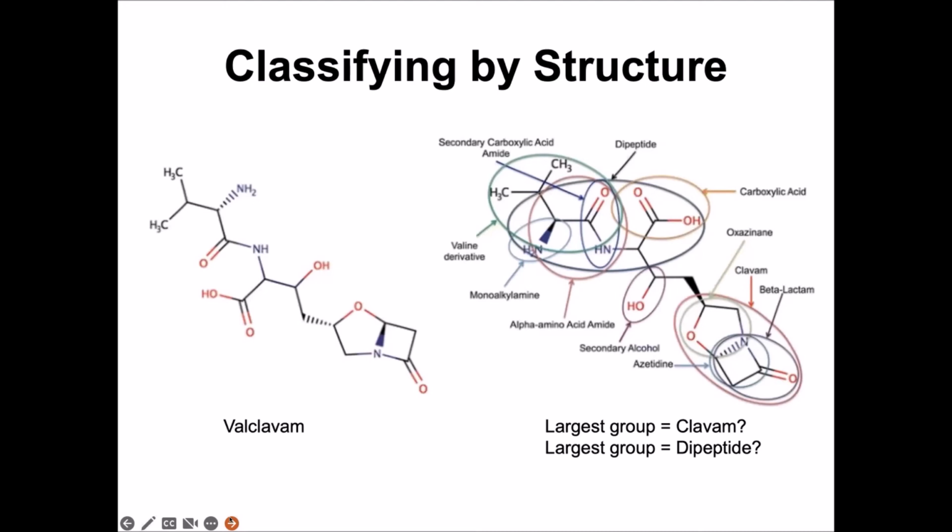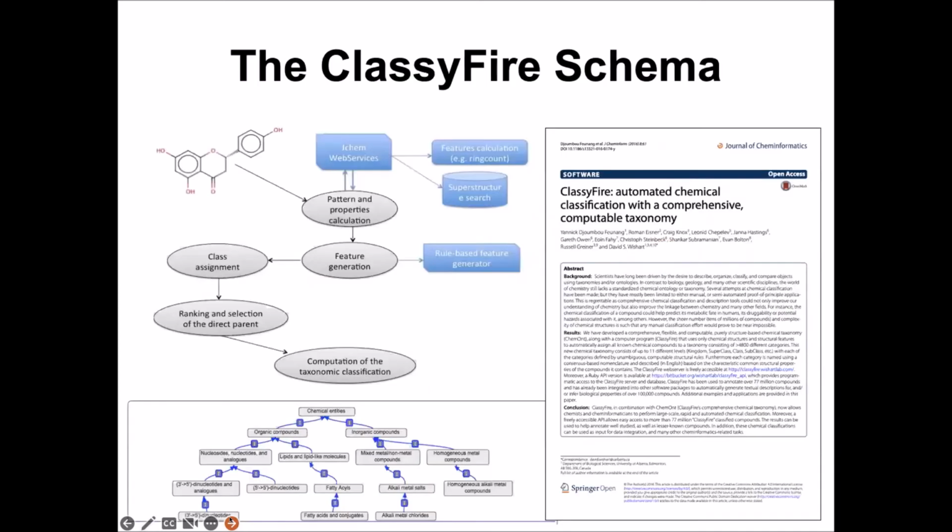And our decision was to basically try and identify the largest and to some extent the most complex functional group, and to use that as the way of identifying the direct parent. So in this example, there are actually two large groups, the clavam group and also a dipeptide group. Both have the same number of atoms. One is technically more complex, the clavam group, but in this case, this essentially has two direct parents.